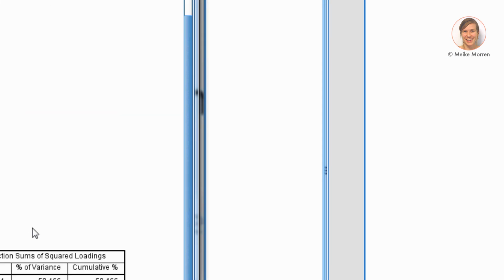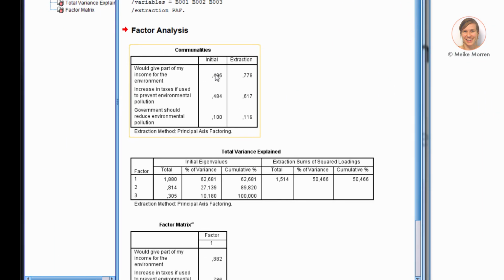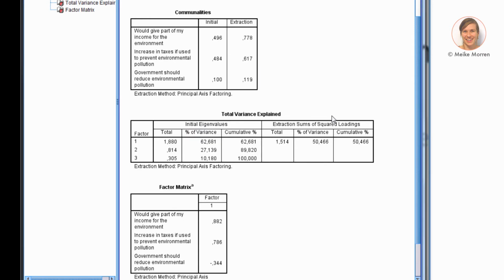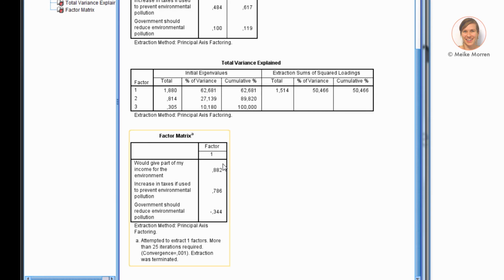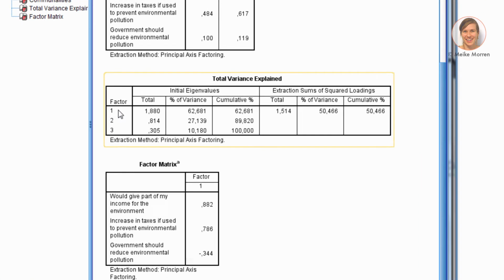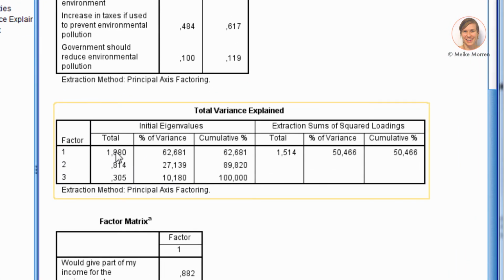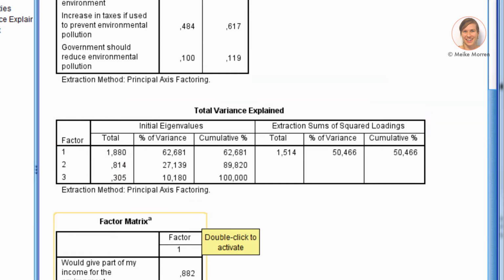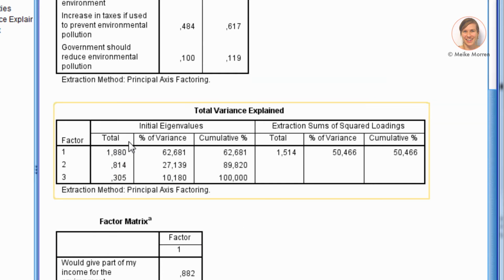So here I have the solution. As you can see, the initial communalities are not 1, which would be the case when using principal component analysis, but are smaller than 1. Now in here, the first eigenvalue is larger than 1, which is the default by SPSS, and that's why I only got 1 factor. But as you can see, also the explained variance is higher than 60%, which is often the case.